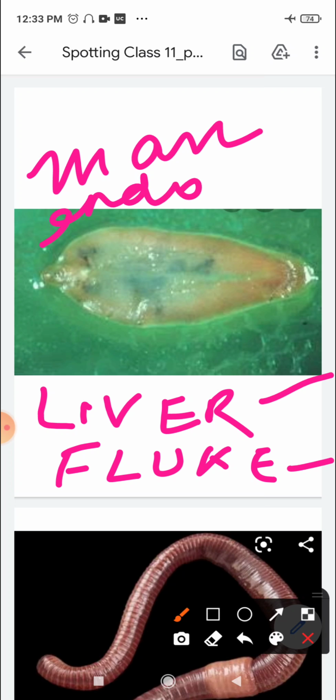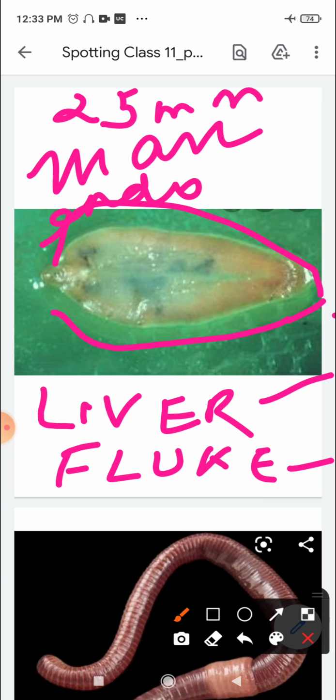It is somewhat triangular. Now if we look at the diagram, if we look at the specimen, we see it is somewhat triangular, flat, leaf like. The liver fluke gives the shape of a leaf. So it is a leaf like parasite, and it is around 25 mm in length.